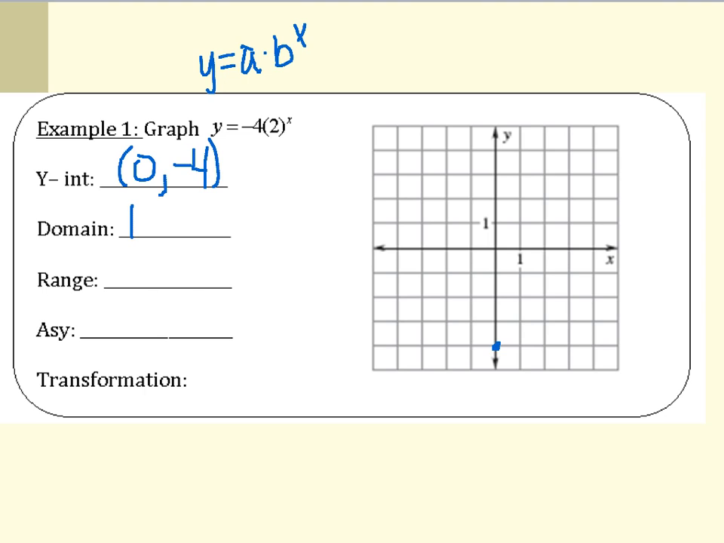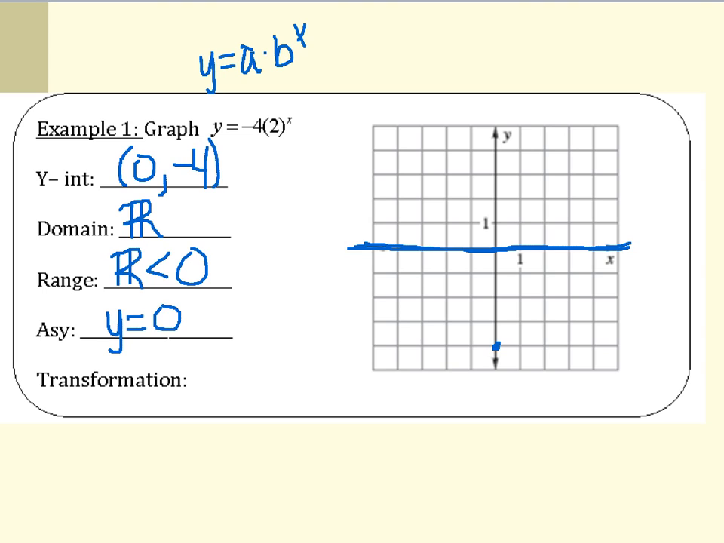My domain is still all real numbers. We've said that's always going to be our domain. Now our range here, because my graph has been flipped, my range is going to be all real numbers less than 0 this time. So all real numbers less than 0 are what I'm going to see on my graph, and my asymptote is still going to be y equals 0 though. So I'm going to draw my asymptote right in here. So there's my asymptote.